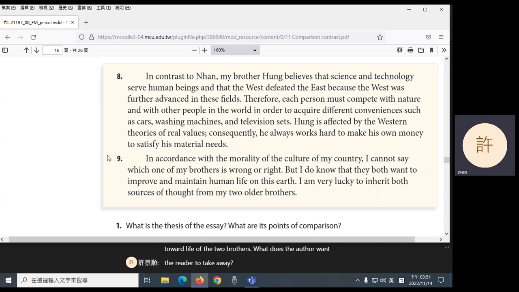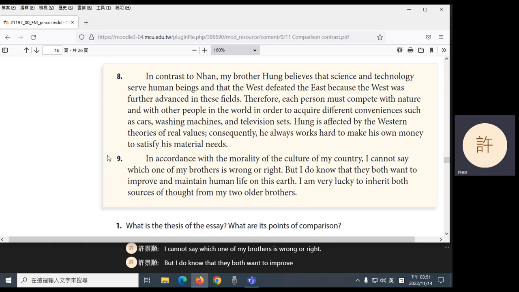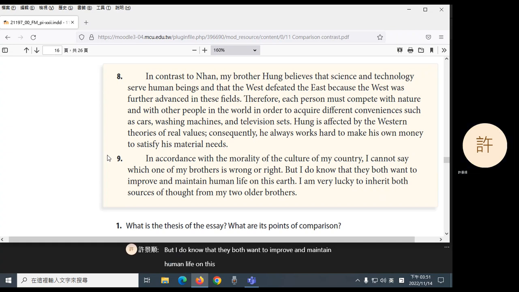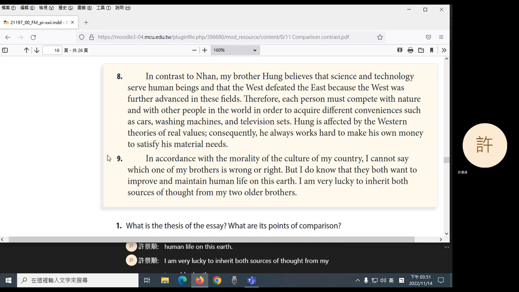In accordance with the morality of the culture of my country, I cannot say which one of my brothers is wrong or right. But I do know that they both want to improve and maintain human life on this earth. I am very lucky to inherit both sources of thought from my two older brothers.